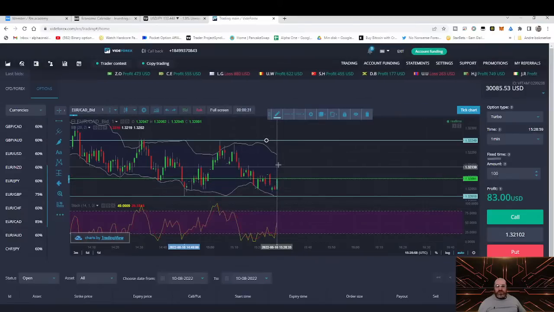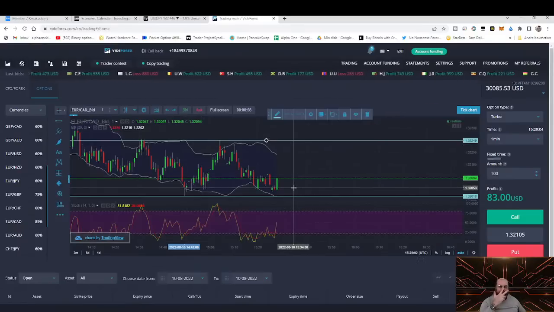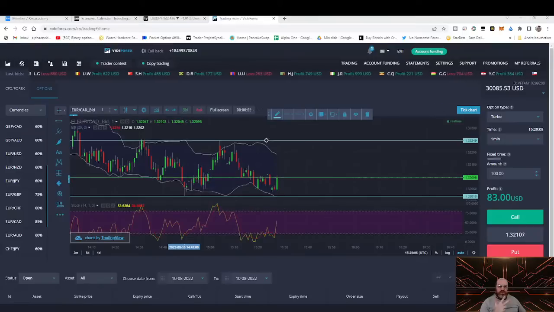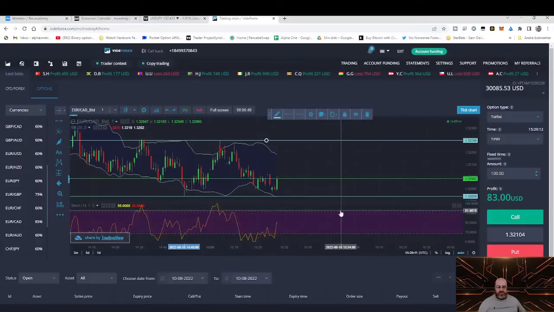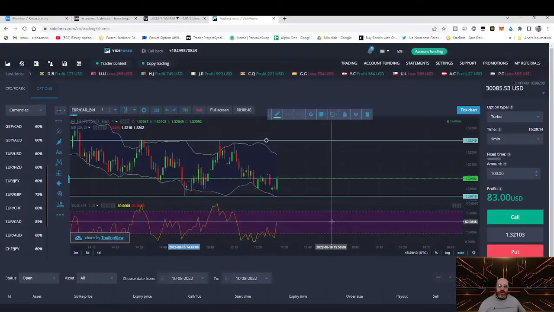Because when we go, we need to go out of the Bollinger Band to touch this line. Otherwise, because we need to have all these three ones to be able to take a trade. If you don't have three, we don't take it. So that's basically my rules for buying the option.